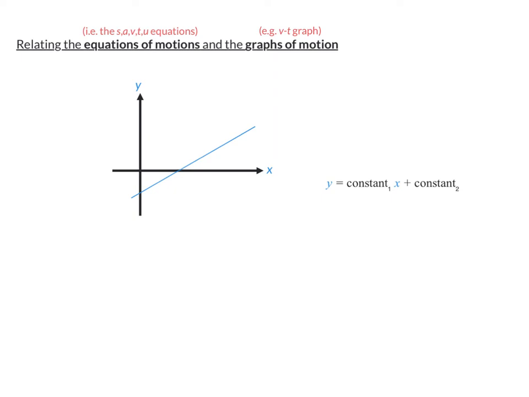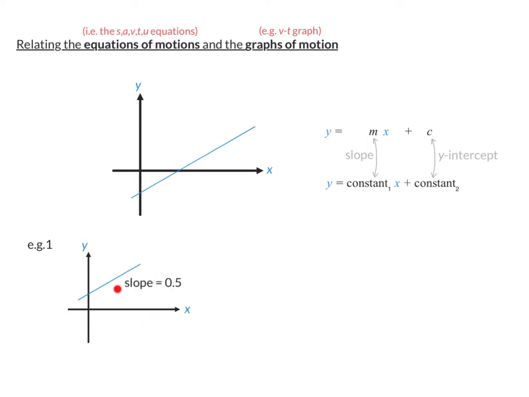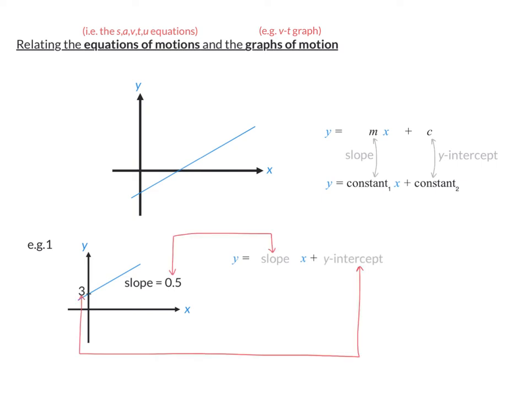Your maths teacher probably called this y equals mx plus c, the so-called slope-intercept form of a straight line. This name comes from that this first constant m multiplied to the variable x is the slope of this plot, and this second constant c is the y-intercept of the plot. For example, if y and x have a relation as shown in this graph, where the slope is positive 0.5 and the y-intercept is positive 3, then y and x are related by y equals 0.5x plus 3.